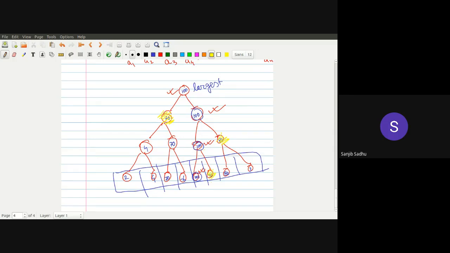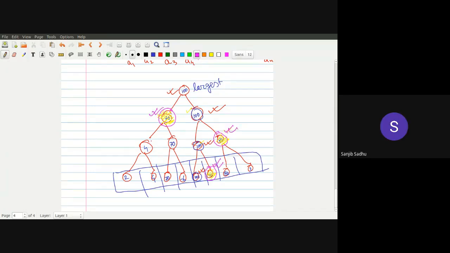Why? Because only these ones are compared with each other, and other elements are not compared with the 100, the largest element. Clear? So what is the possibility where the second largest element will occur? Either here, or here, or here. Is it clear? So which elements need to be compared to find the second largest? The yellow ones need to be compared among themselves.